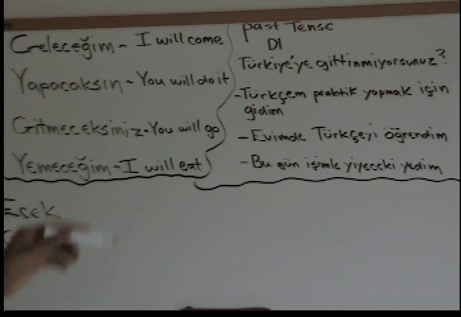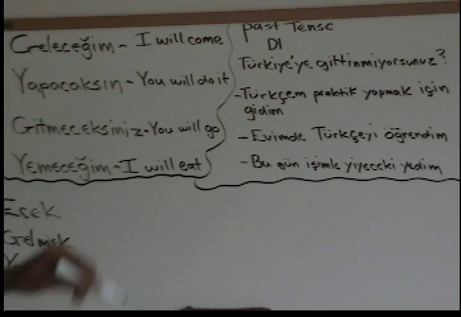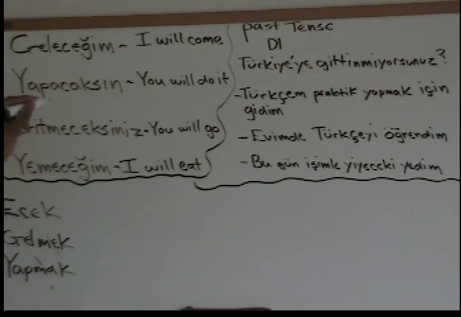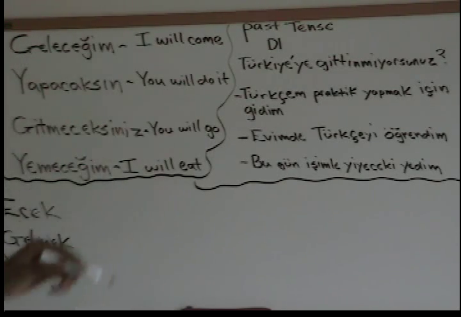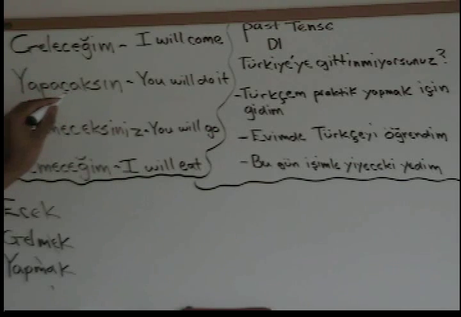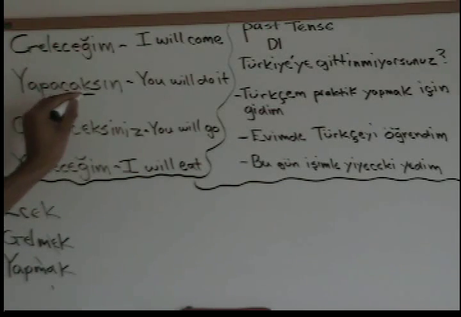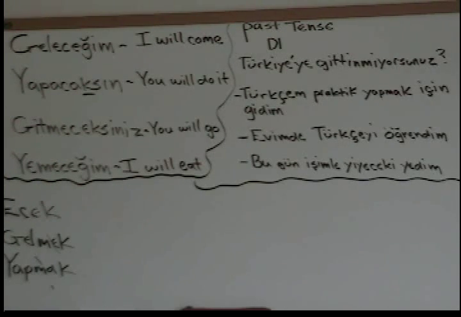Okay. You will do it. Yap, from yapmak, we had before. Yapmak. Drop off the -mak and add the -ecek. Now it's vowel harmony again, so it's going to be -acak. So yapacaksın, you will do it. Now see, there's no yumuşak G here because there's a consonant following it. So it's going to be K instead of yumuşak G. So yapacaksın.